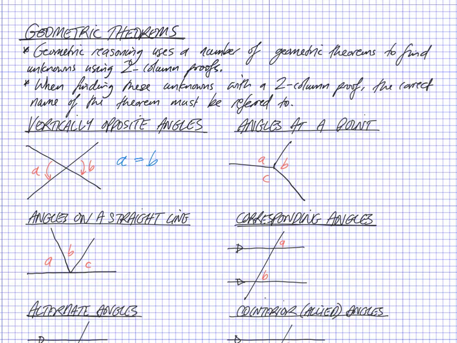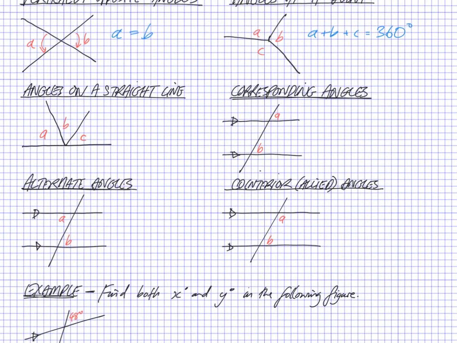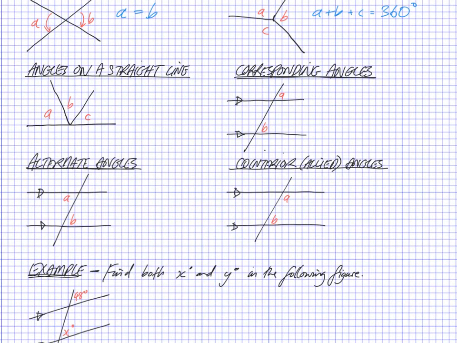The other idea is the angles at a point. Because that's one revolution, the angles at a point add up to 360 degrees. So A plus B plus C is going to be 360 degrees. Angles on a straight line: if you have a straight line and multiple lines coming into it, so therefore multiple angles formed, they're all going to add up to 180 degrees. So A plus B plus C is equal to 180 degrees.